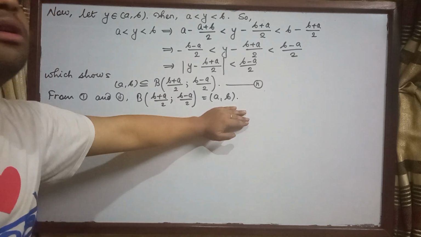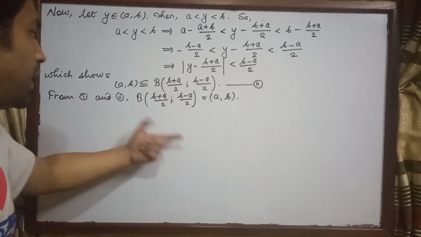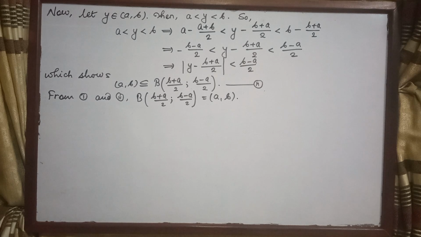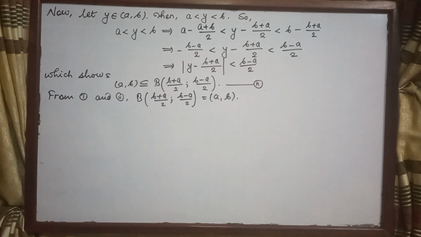So every non-degenerate open interval is an open ball. So this result basically allows us to take open intervals as open balls and open balls as open intervals. Okay, both are the same thing. If you want an open ball, you can still take any open interval. And if you want any open interval, you can simply take an open ball.